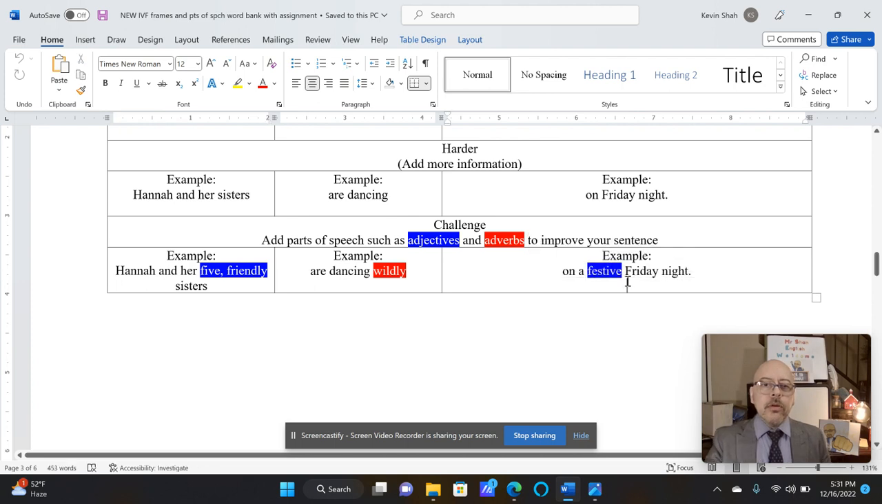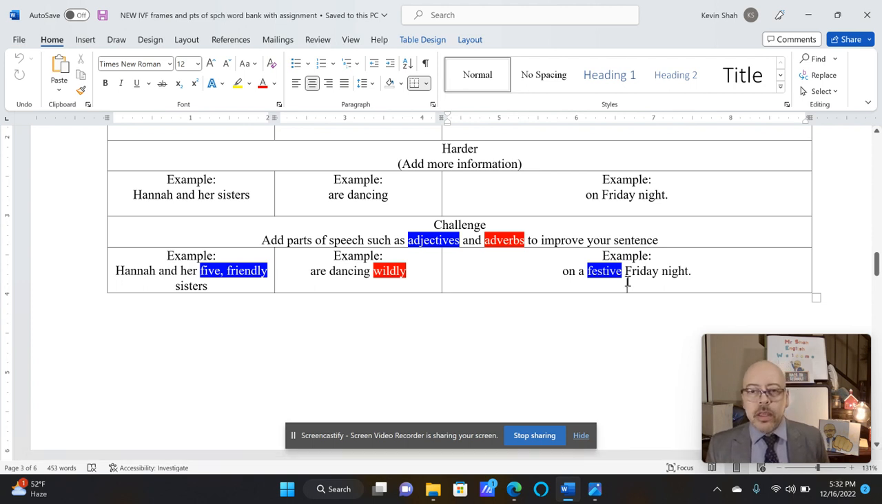Right. Okay, great. So let's read this whole sentence as a class. I'll read it the first time. Hannah and her 5 friendly sisters are dancing wildly on a festive Friday night. Class together. 1, 2, 3. Hannah and her 5 friendly sisters are dancing wildly on a festive Friday night. And by the way, today's Friday, isn't it?